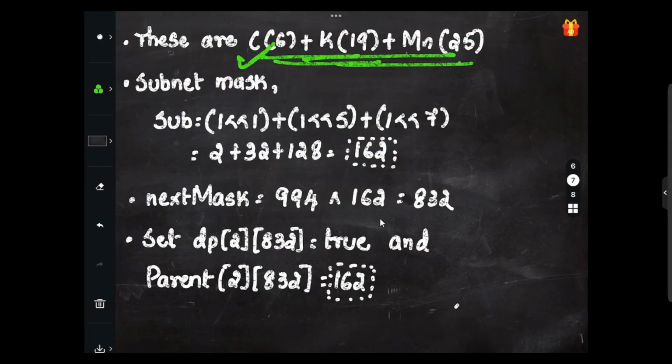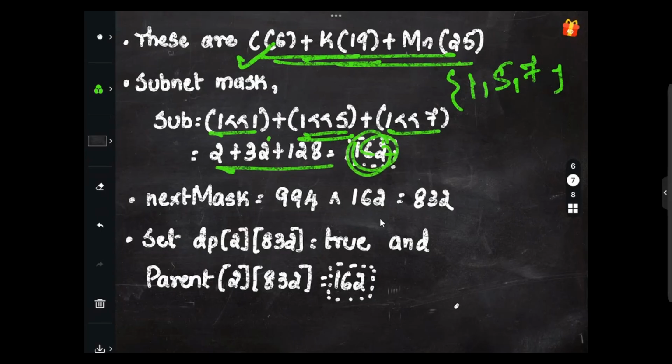we have to go with the subset mask, right? So what we have, the indices that we got here is 1, 5, 7. So this time we'll be going with the 1 left shift 1. So again 5 and 7, same thing we'll be performing. The values will be 2 plus 32 plus 128. So this time we'll get the output 162 basically, right?